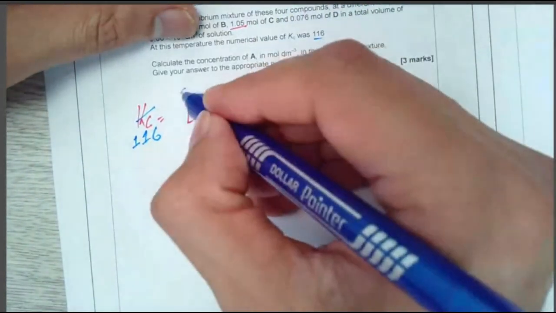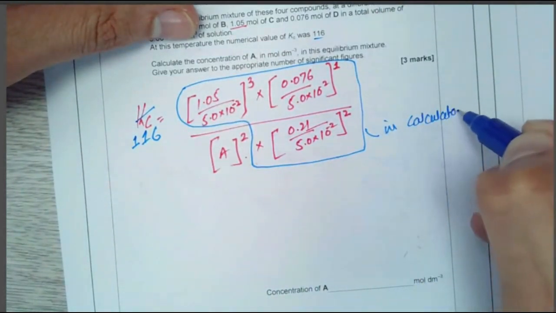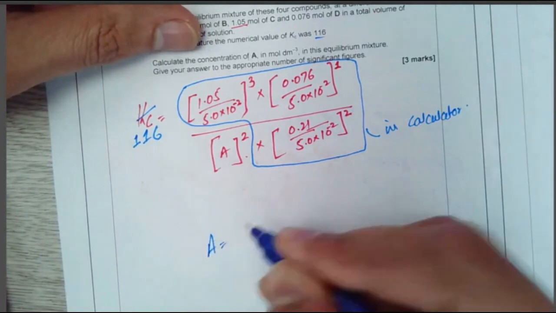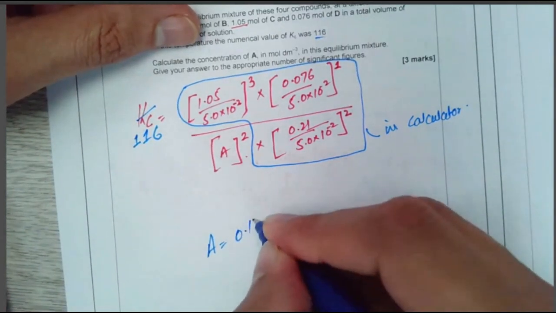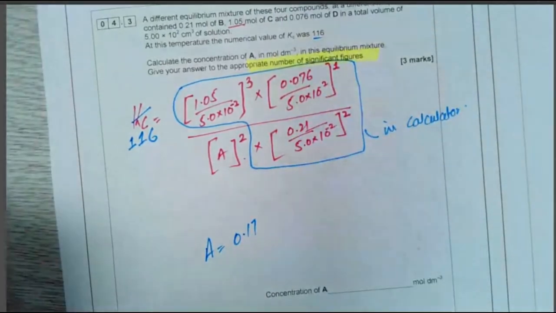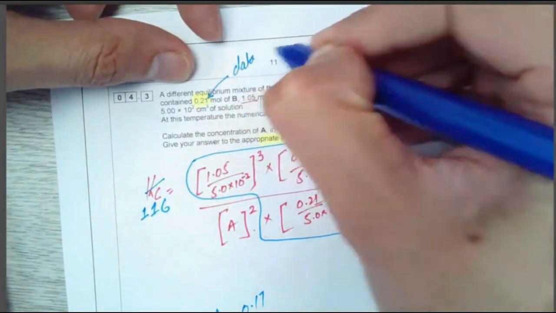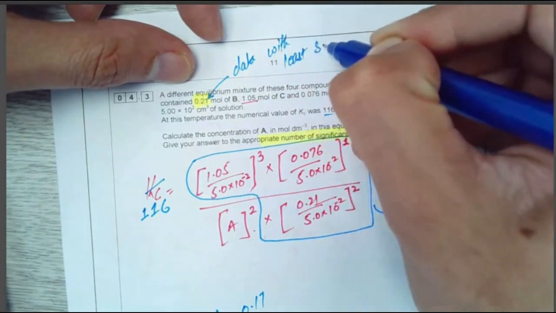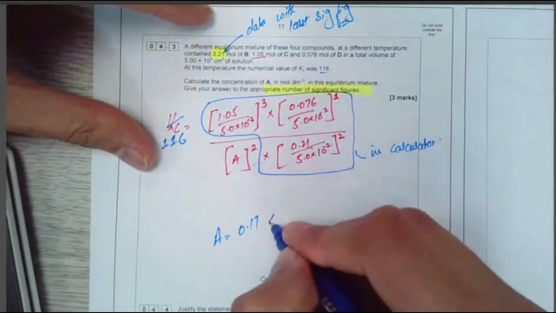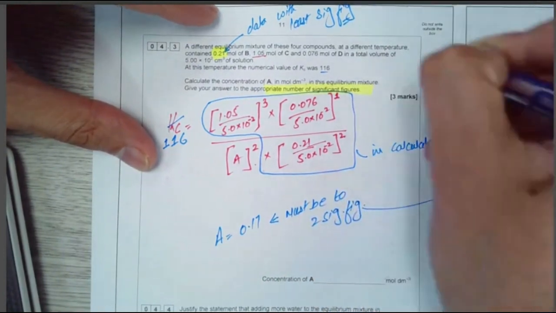So what you can now do is put all of this in your calculator. If you do that, you end up with some sort of value. And if you solve it, you'll end up with a value of A being equal to 0.17. Now you have to be careful here. It says appropriate number of significant figures. So I can see in all the data, this is the data with least sig fig. So my final answer must have the same accuracy, so that must be to 2 significant figures. Why? Because of this reason.